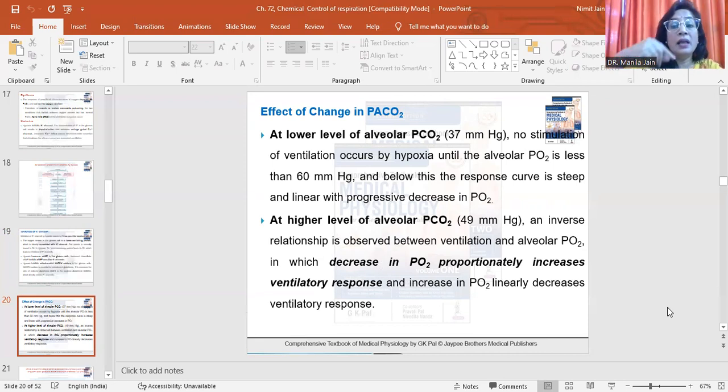At high level of alveolar PCO2, an inverse relationship is observed between ventilation and alveolar PO2, in which decrease in PO2 proportionately increases the ventilatory response, and increase in PO2 linearly decreases ventilatory response. Okay, so a lower level of alveolar PCO2, 37 millimeter mercury.